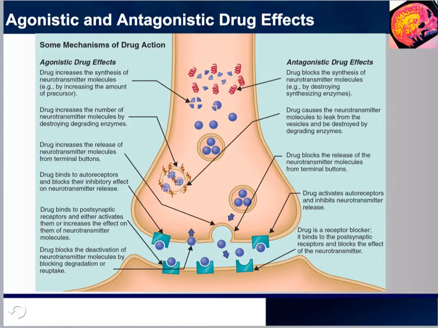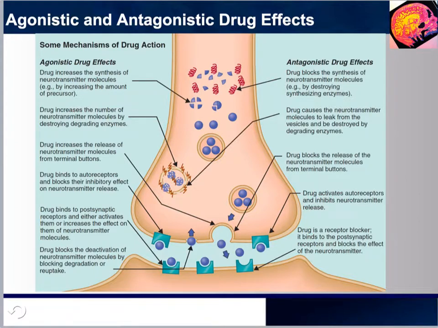An agonistic drug, which is a stimulant or an upper, which increases or facilitates activity, we see that the drug increases the synthesis of neurotransmitters, basically by increasing the amount of the precursor. It also increases the number of neurotransmitter molecules so that we can withstand and avoid the degrading enzymes. The drug would then increase the release of neurotransmitter molecules so that it could fire more. It would also bind to autoreceptors and block their inhibitory effect on neurotransmitter release. The drug binds to postsynaptic receptors and either activates them or increases the effect on them.